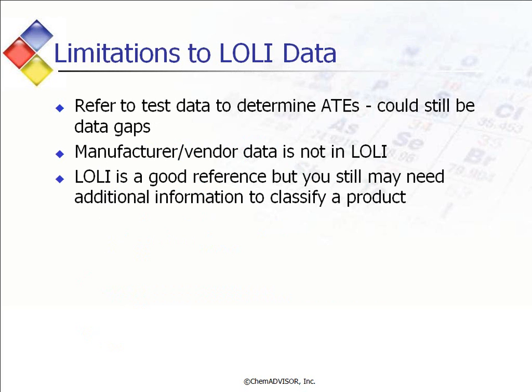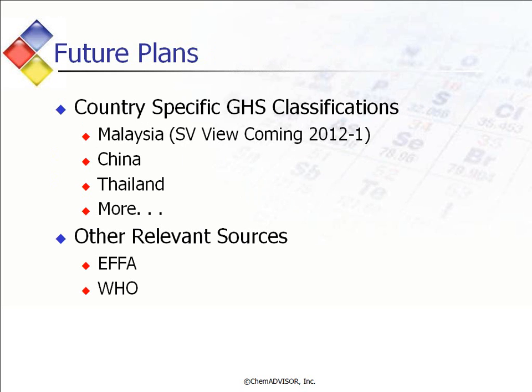LOLI data is limited. There are data gaps where if you have vendor data, you have company-specific data as a manufacturer, and you have tested your materials, that information is not going to be in LOLI. LOLI is a good reference, but it also is a starting point. There are endpoints where there may be questions and you need to go back to the original source or look for confirmation in order to ultimately arrive at the GHS classification. But this is a summary of how LOLI as a tool can support that process.